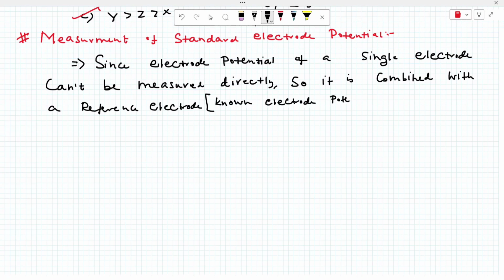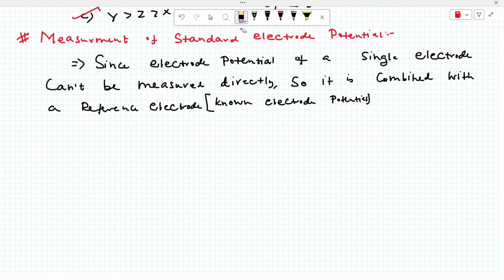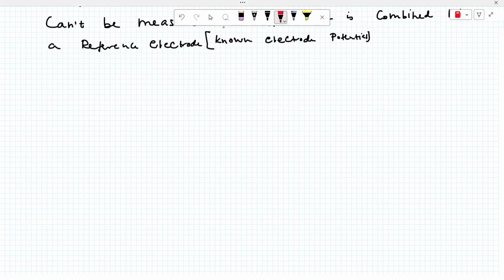Understood? Suppose there is a half cell here. If I want to find the E cell value of this half cell, I can use a reference electrode. I know the value of the reference electrode. Using the reference electrode, I am going to find out the cell potential connected to the cell. This is a very important one. Now the topic we are going to enter is called SHE.